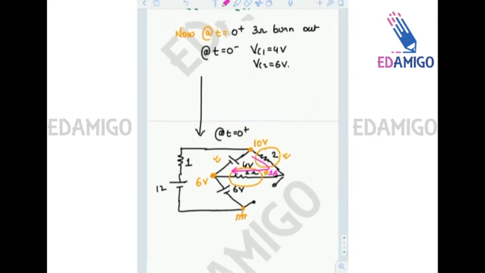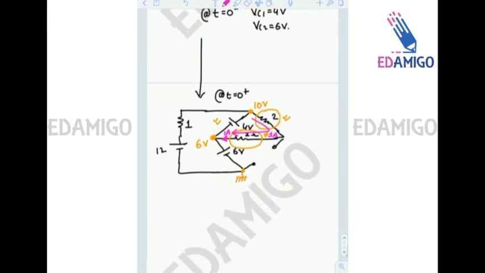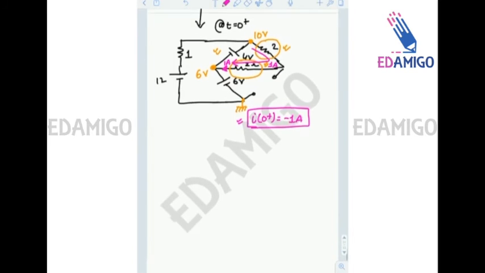So in this loop the current is 1 ampere, which is from right to left. Since the direction of IT given in the question is from left to right, I can say that I(0 plus) is equal to minus 1 ampere. This gives us the solution to the question.